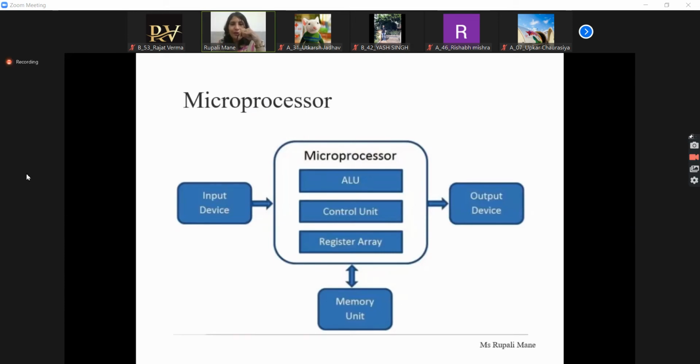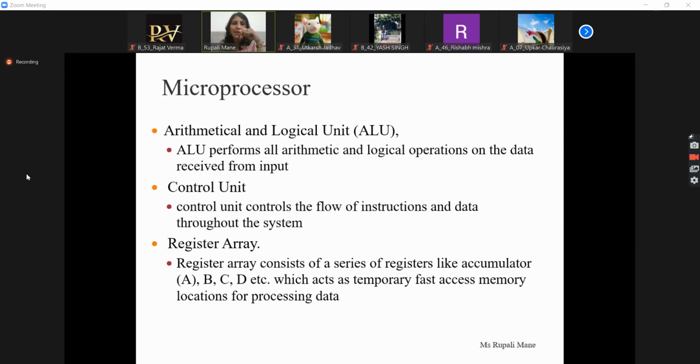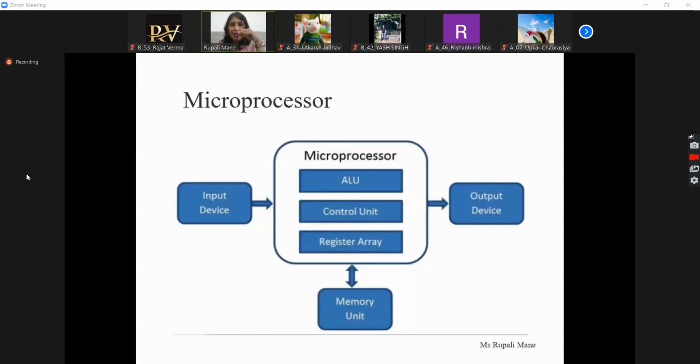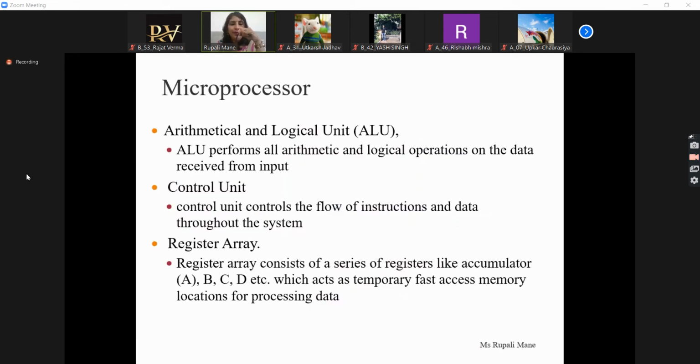Okay, so now you can see here the arithmetic logic unit. It has three parts or three blocks. The first one is the ALU, the second one is the control unit, and the third one is a register array. So the ALU performs all arithmetic and logical operations on the data received from input. Then the control unit controls the flow of instructions and data throughout the system. Okay, this is the function of the control unit. It controls the flow of instructions.